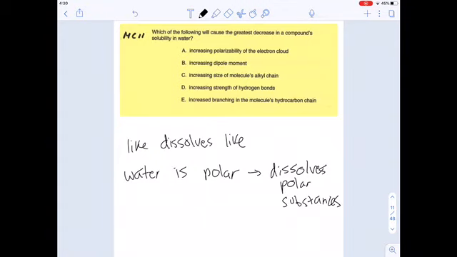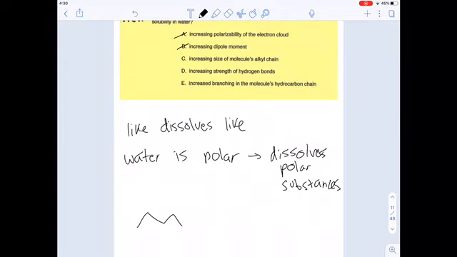When you're increasing the polarizability of the electron cloud, you're literally making it more polar. So it's not A, because you're trying to make it less polar, so it won't dissolve in the polar water. Increasing the dipole moment is, again, the exact same thing as making something more polar, because now there's more pull on the electrons, so that's the same thing as making it polar. So it's not B.